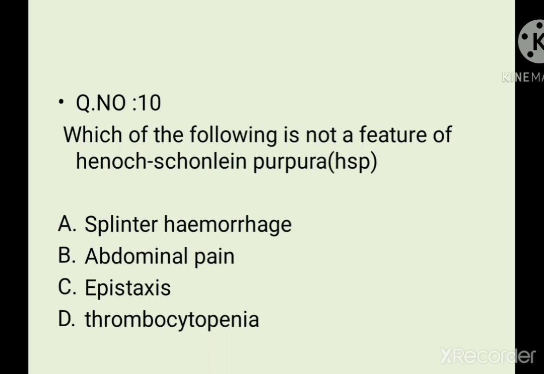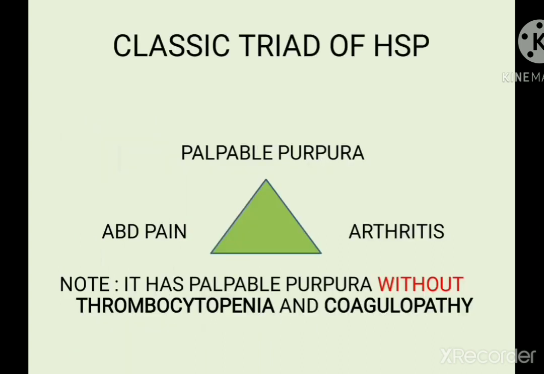Which of the following is not a feature of HSP? A. Sphincter hemorrhages. B. Abdominal pain. C. Epistaxis. D. Thrombocytopenia. The answer is thrombocytopenia. This is the classic triad of HSP: palpable purpura, abdominal pain, arthritis. Note, it has palpable purpura without thrombocytopenia and coagulopathy.